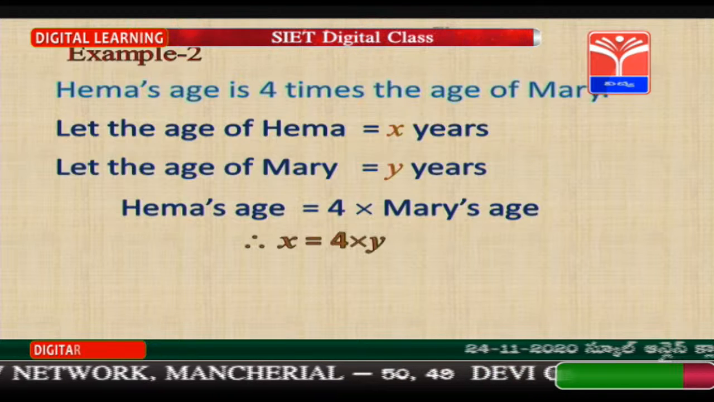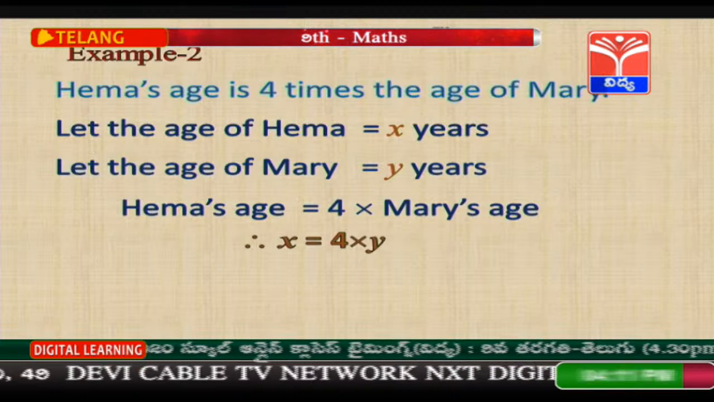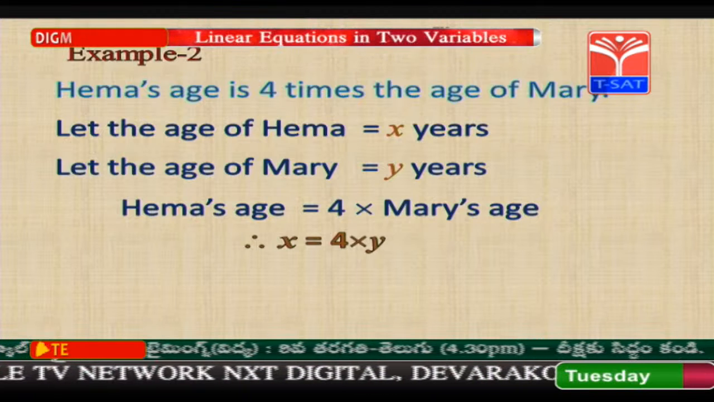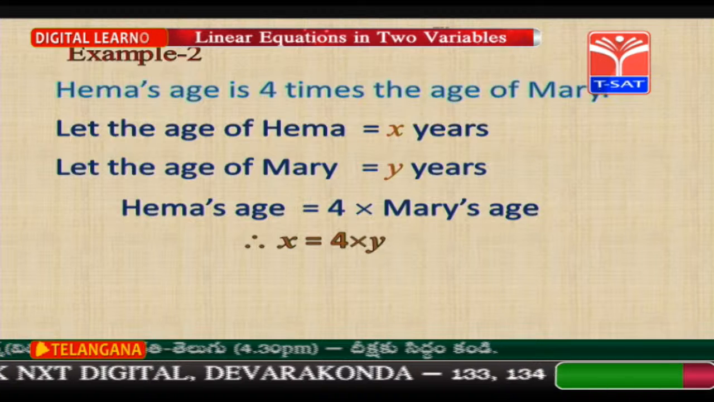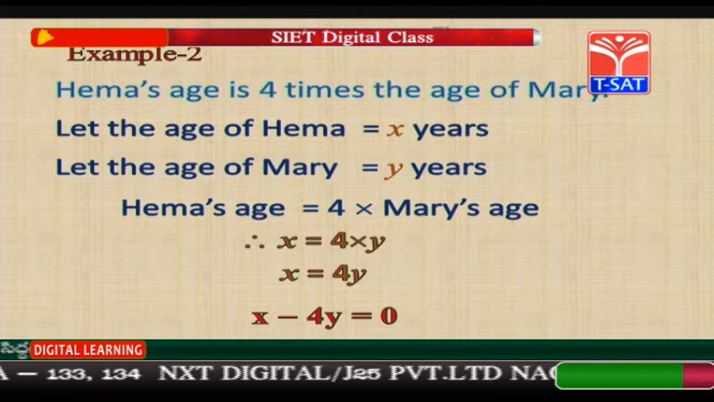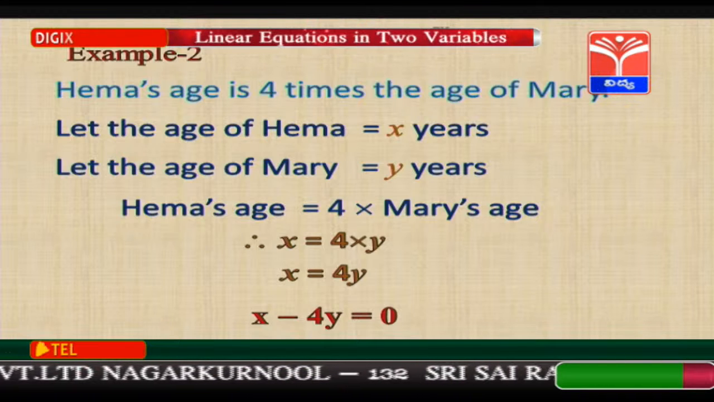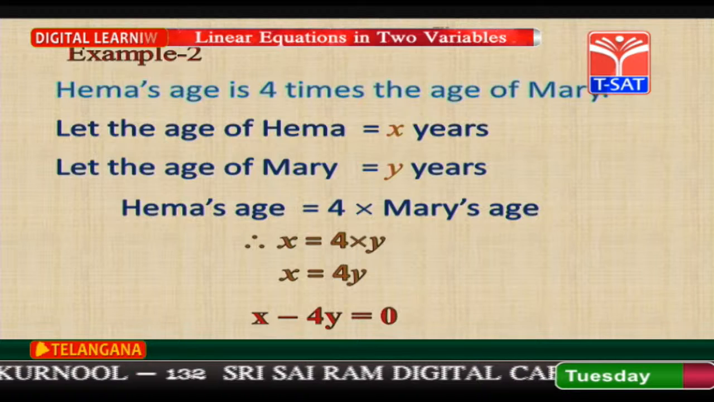What is the age of Hema? We have taken it as x. What is the age of Mary? It is y. So, what you can say is, therefore, x is equal to 4 into y. We write it as x is equal to 4y, or x minus 4y is equal to 0. This is a linear equation.